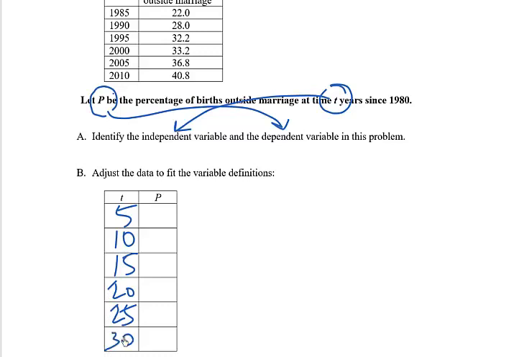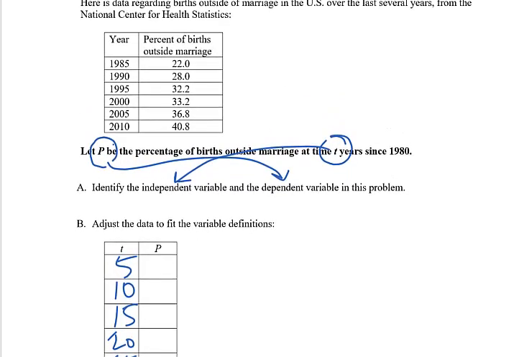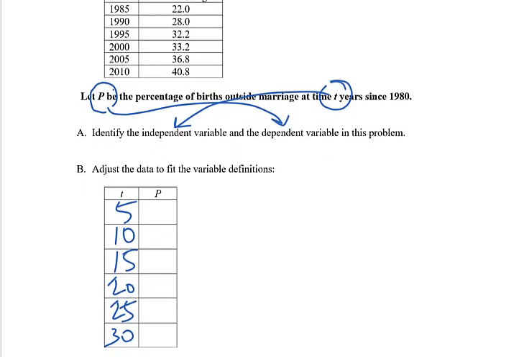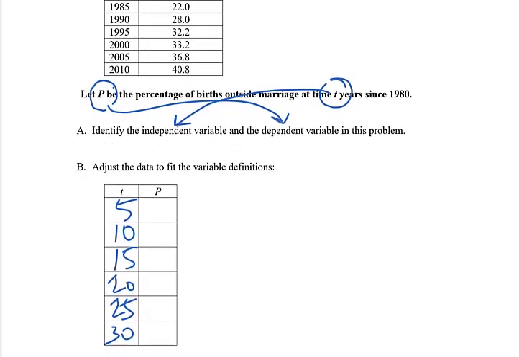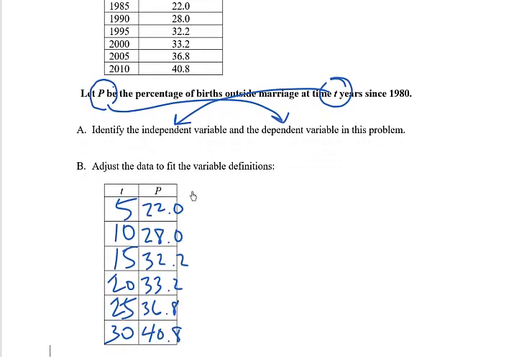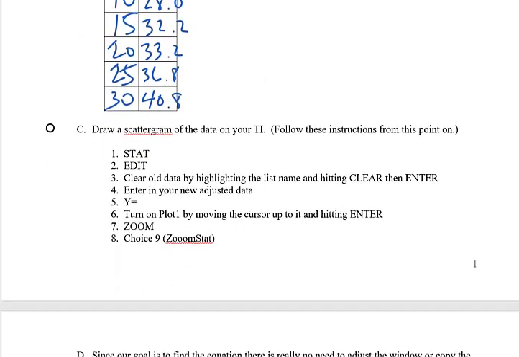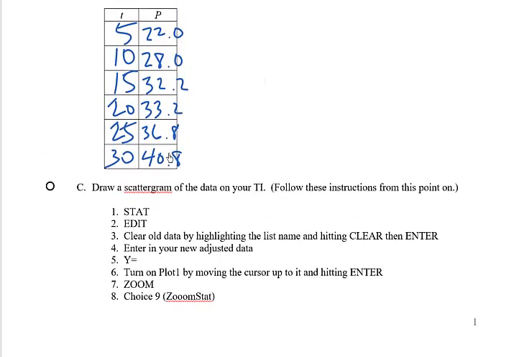And then I go to P. Well, P says it stands for the percentage of births outside marriage. That's exactly what they gave me, the percentage of births outside marriage. So I can just copy those numbers right into the chart. All right, I've got those numbers copied in. That takes us to letter C, which asks us to go to the calculator and draw a scattergram of this data. We'll go ahead and follow the instructions that are given here to do that.